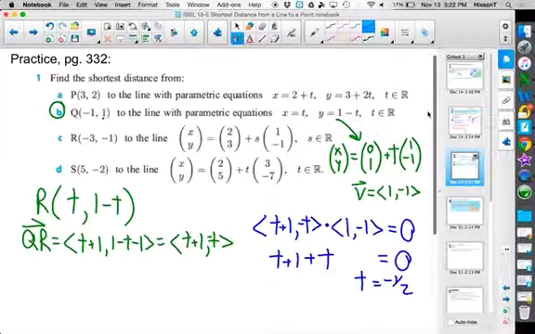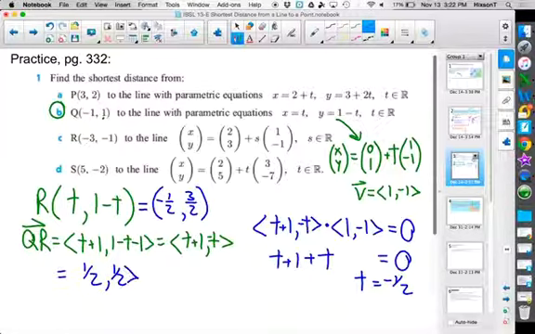Now we know the time, so now we can actually give the actual point. R is (-1/2, 3/2). Okay, that's the actual point R. The actual vector QR is -1/2 plus 1, which is going to be 1/2, and negative t is a positive 1/2. Okay? So, how would we find the distance if that's our vector? Magnitude. Okay? What is the magnitude of QR?